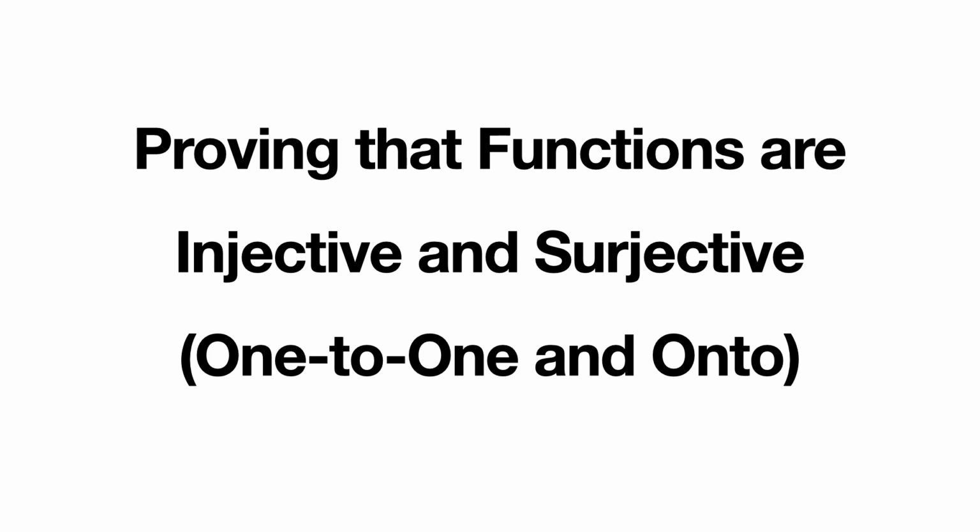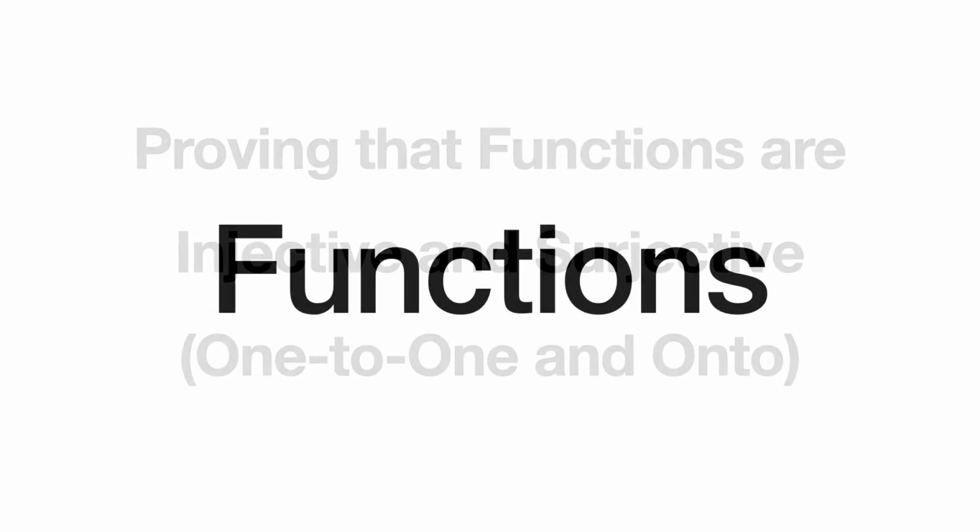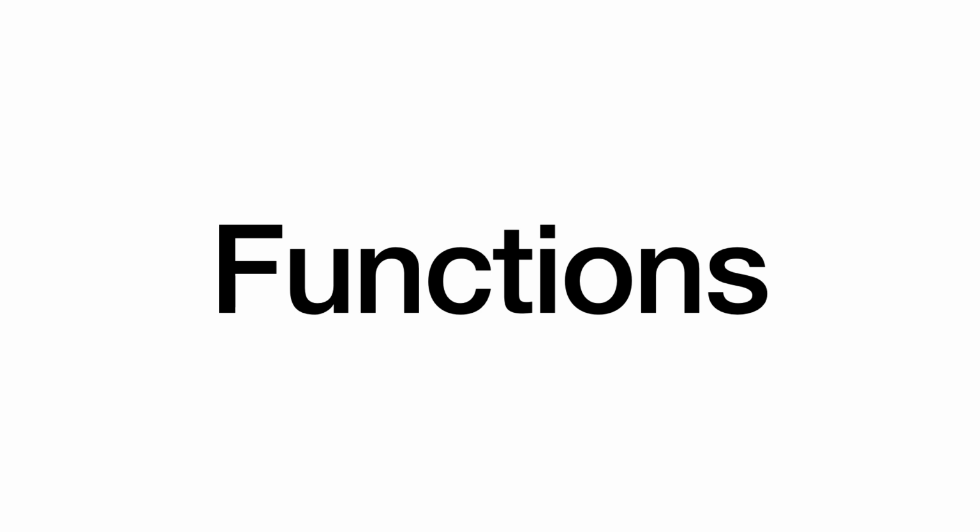In this video, we will talk about injective and surjective functions. Such functions are also known as one-to-one and onto. These are essential ideas that come up again and again in higher mathematics, and there's often a lot of confusion by students over what these terms mean and how to prove that a function does or does not have this property.